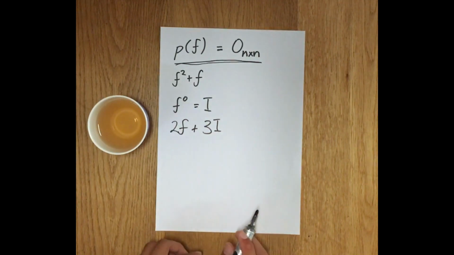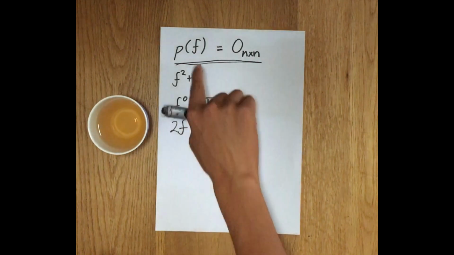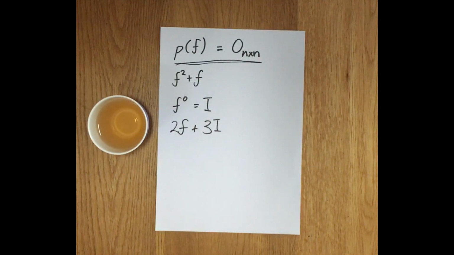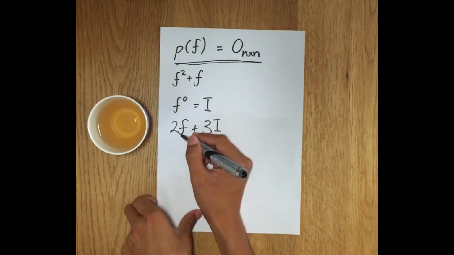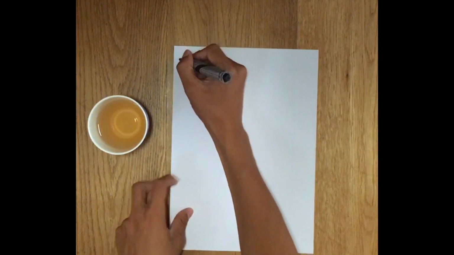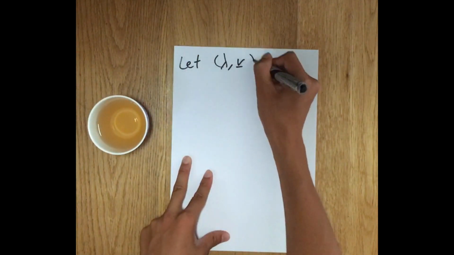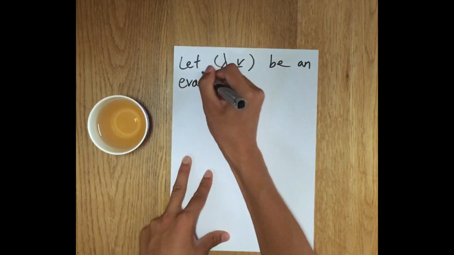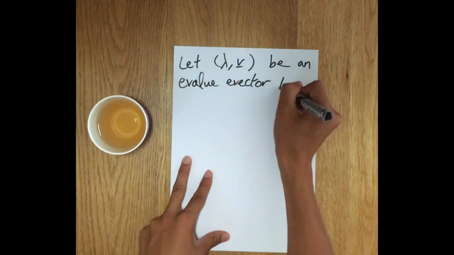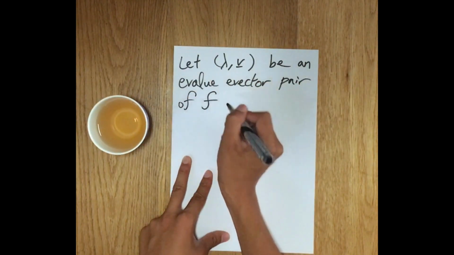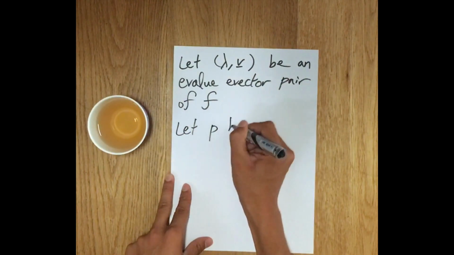So suppose we had a vanishing polynomial and we applied it to an eigenvector of f. And maybe we're playing with this concept and we're like, oh, let's do this because we know that eigenvectors and eigenvalues are special things for a linear map. So let's get a new sheet. Let lambda, v be an eigenvalue-eigenvector pair of f. And let p be a vanishing polynomial of f.